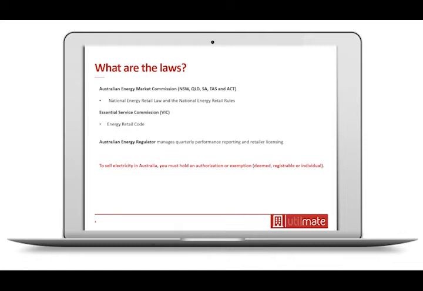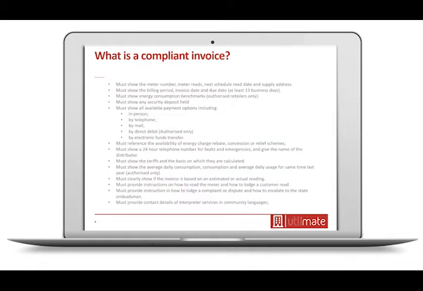For a compliant invoice, regardless of what state you're in, whether you're one of those different categories, they are broadly the same. There are very small differences in certain areas, but we'll speak generally about them, and broadly the rules about what you have to do to produce a compliant invoice are the same. So the key aspects for a compliant electricity invoice is you've got to show a lot of the utility information, be it the meter number, meter reads, next scheduled read dates, and supply address. So you've got to have all that nice and clear.